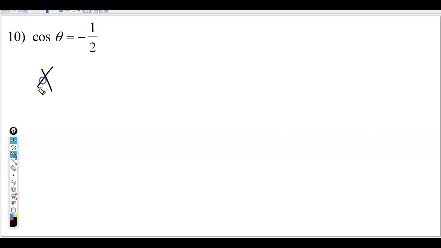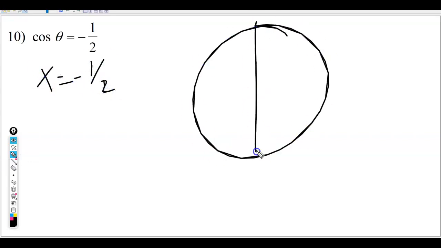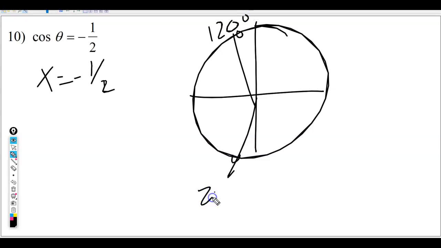Cosine, which is x. The question is where does x equal a negative half? Well, looking on our unit circle, x equals a negative half when we are up here and also when we are down here. In other words, that's at 120 degrees and also at 240 degrees.